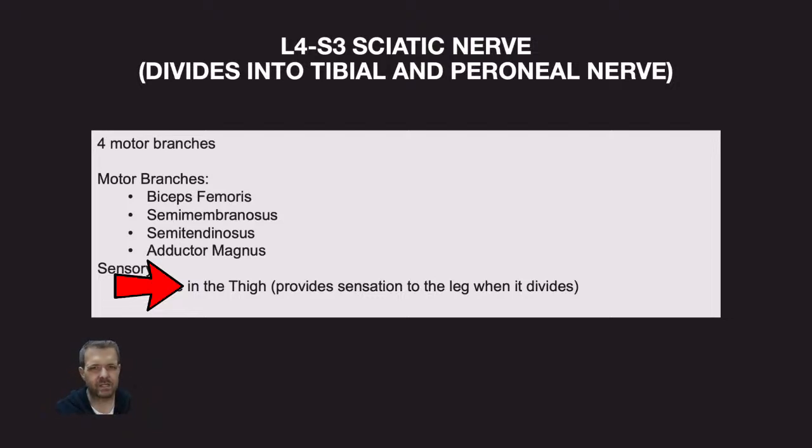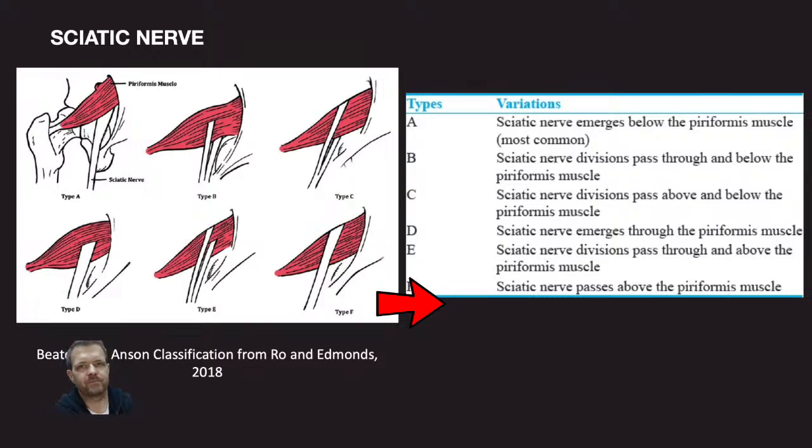Okay, and again, we covered that when we looked at the ankle and the knee. All right, so it provides sensation to the leg when it divides. It depends on where it divides. But it does provide sensation to the leg, which is below the knee. Okay, so the leg is below the knee, the thigh is from the hip to the knee joint. So no sensory component in the thigh, but there is in the leg for the sciatic nerve. Cool. Okay.